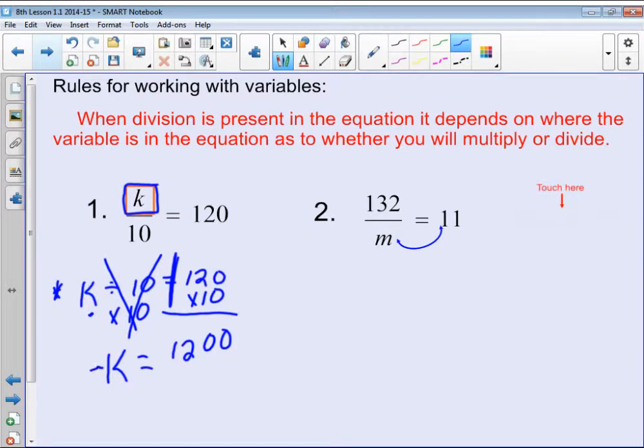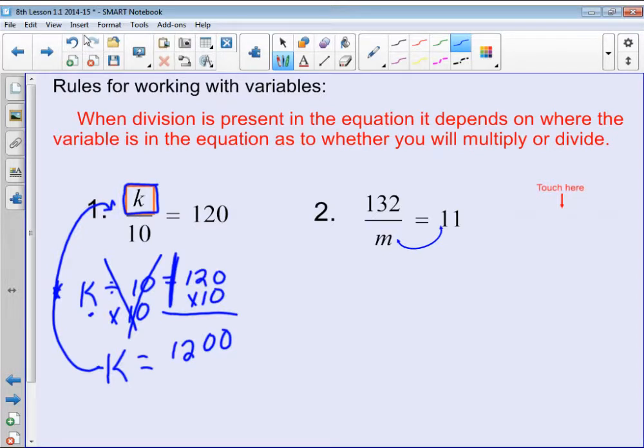If you want to check it, substitute in where k is. In either of these equations, I'll substitute it in up here. So right now I've got k divided by 10. So if I go ahead and put my 120 where k is, and I'll do this on the calculator. Sorry, not 120, 1,200 divided by 10. It should give me the 120, and it does.